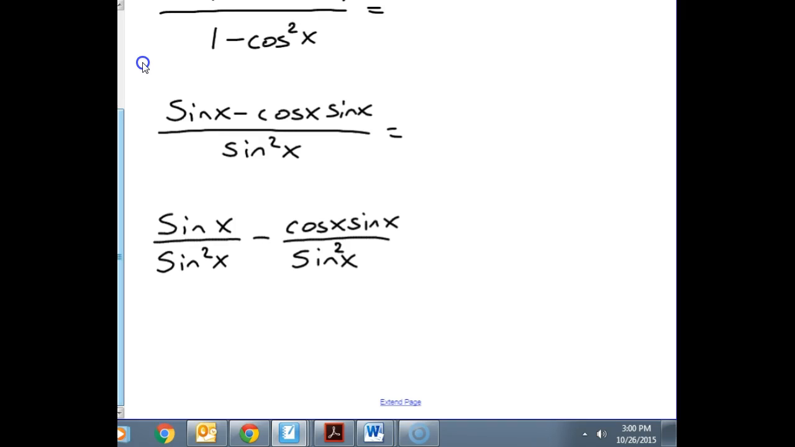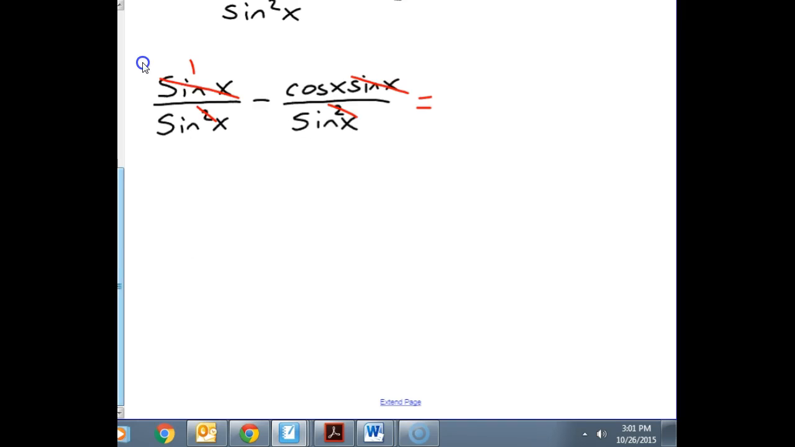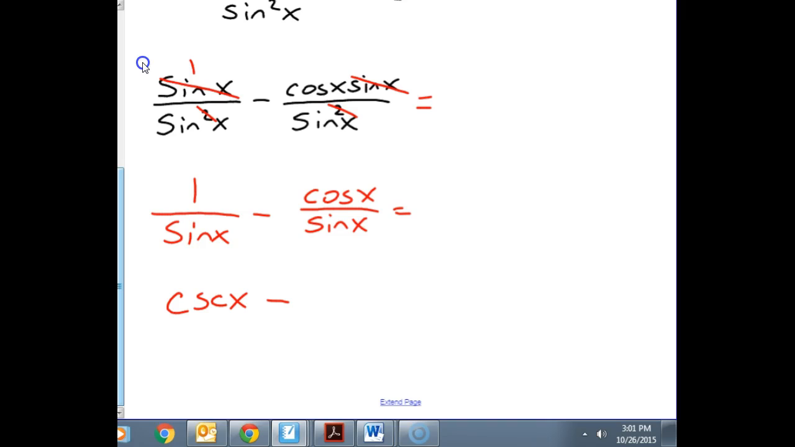Okay? Now whenever I reduce this, one of my sines goes away, and I'm left with 1, right? One of these sines goes away. Okay? Don't forget to bring down your equal sign. So this would give me 1 over sine x minus cosine x over sine x. Just like that. Alright. Well, 1 over sine x is the same thing as cosecant x. And then cosine x over sine x is cotangent x.